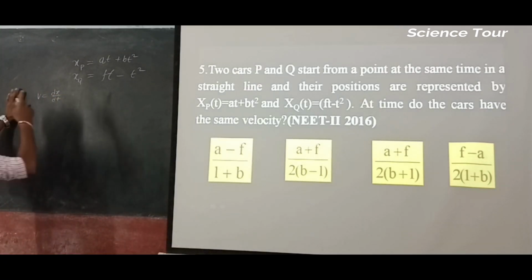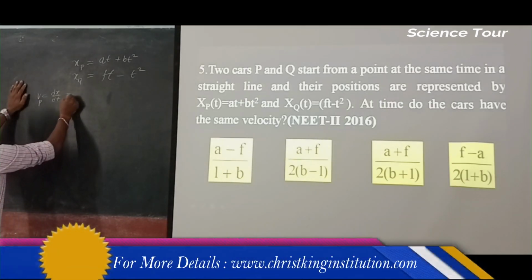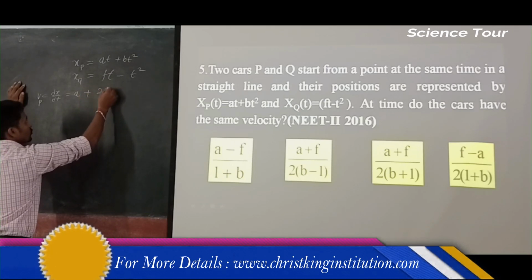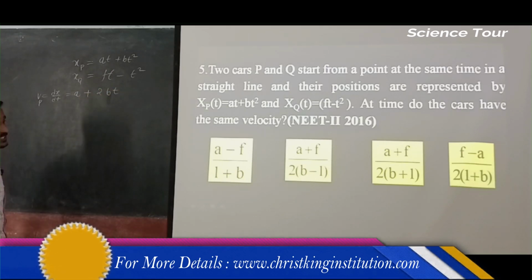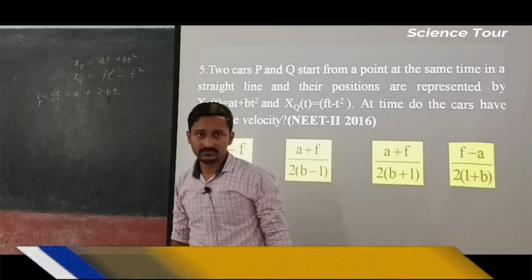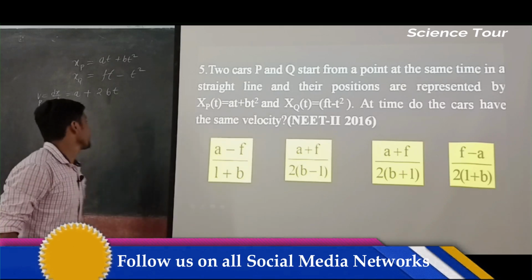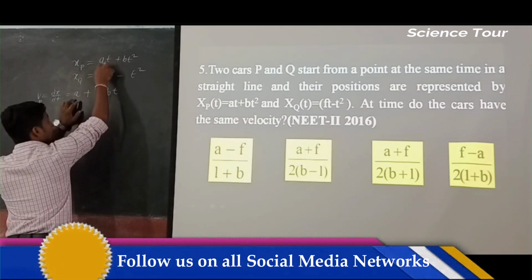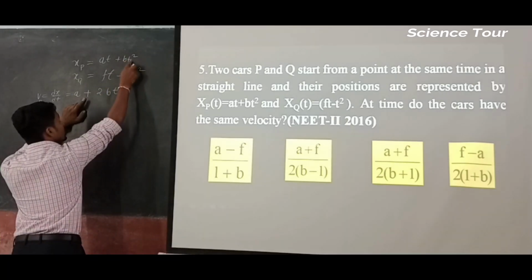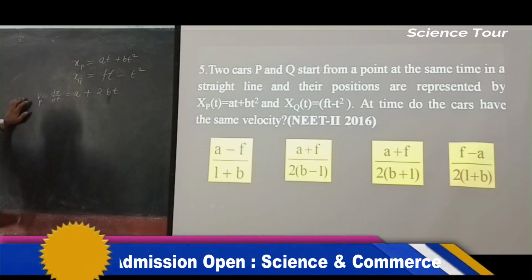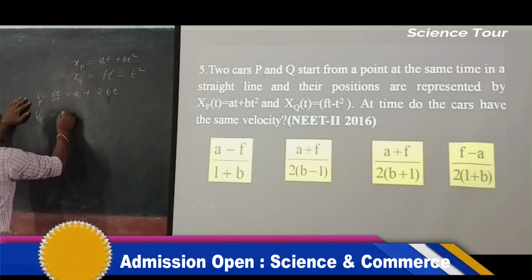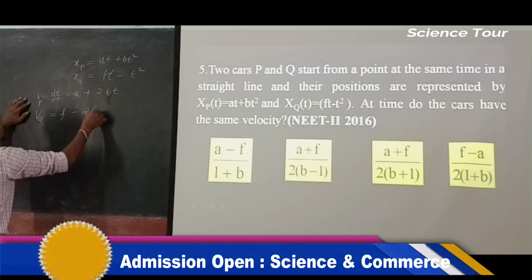I will write down the differentiation for P, that you must know. A is constant, so it is A into t plus 2bt. I can't explain differentiation again and again here; you must know how to do it. A into t, A into dt by dt is A, plus b is constant, t square gives 2bt. Now this is the velocity of P. Velocity of Q is again F minus 2t.